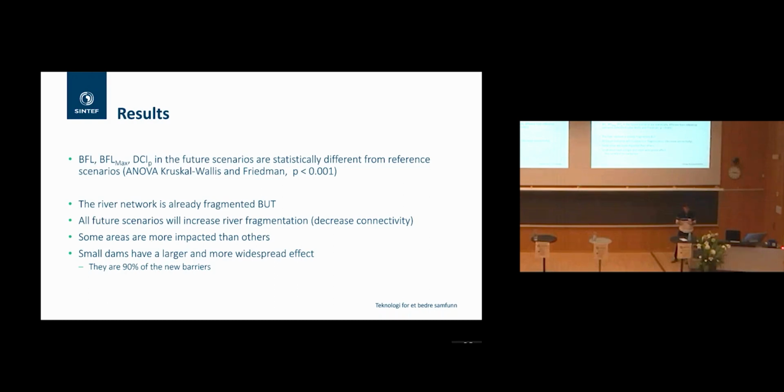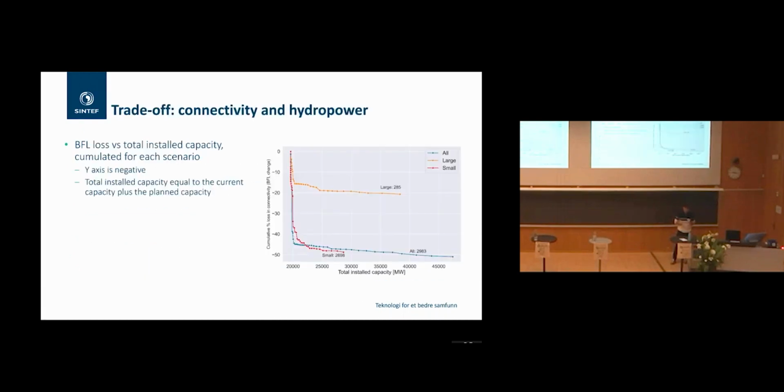So the next question was, what's the effect of these barriers, but in relation to installed capacity? So the small dams have a large effect. They are largely the majority, but how much do they produce? This is not a trade-off analysis. It's a comparison between two values.